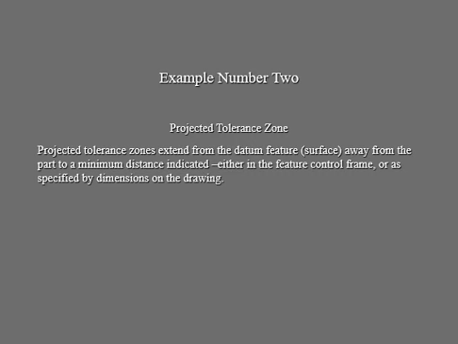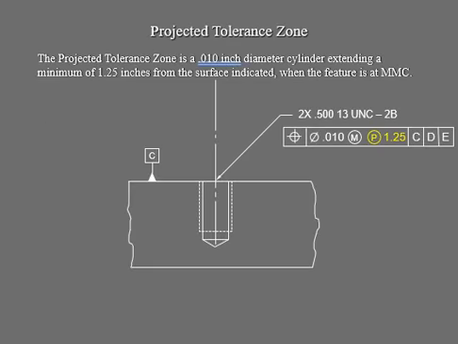And how we do this projected tolerance zone from your datum surface or datum feature is that we take the minimum distance. So let's see here. In this example, we're using a projected tolerance zone of 0.010 inch diameter, of course, for this cylinder. You can see in this view your datum is C. You also have a secondary and tertiary datum in other views, not in this view.